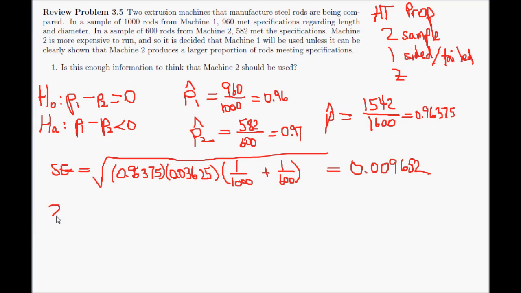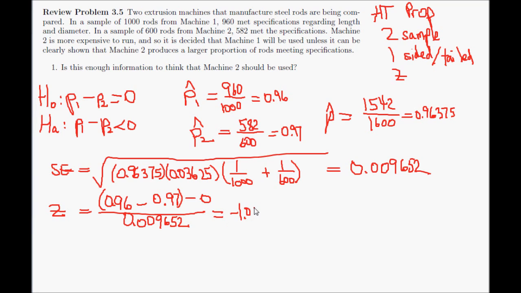So the test statistic z is equal to the observed difference of 0.96 minus 0.97 minus the expected difference of 0 divided by the standard error for the difference, and doing the arithmetic, that works to be negative 1.03605.